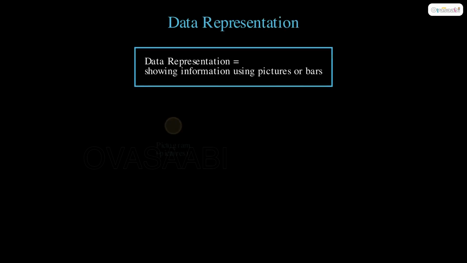Data representation means showing information visually. Instead of numbers in a table, we use pictograms, which are pictures, or bar charts, which are rectangles. Both make data easy to read.